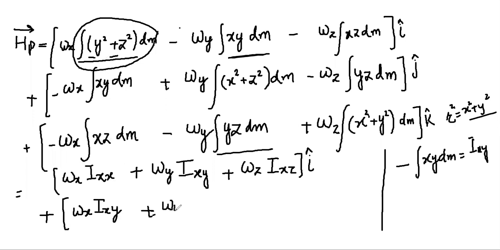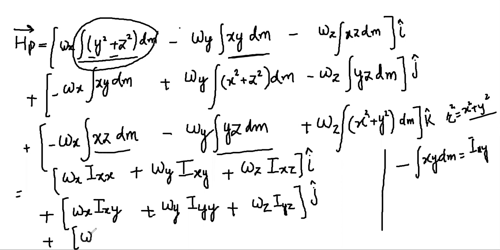Plus omega y. This is x square plus z square. This represents the moment of inertia, second moment of inertia about y axis. I will write this as Iyy. Minus omega z, since I am writing here plus omega z because minus integral yz dm is Iyz. I will write this along j cap. Fine. Then the last one will be plus omega x, this is Ixz, plus omega y Iyz, plus omega z. This is x square plus y square, which represents Izz, and this will be along k cap.